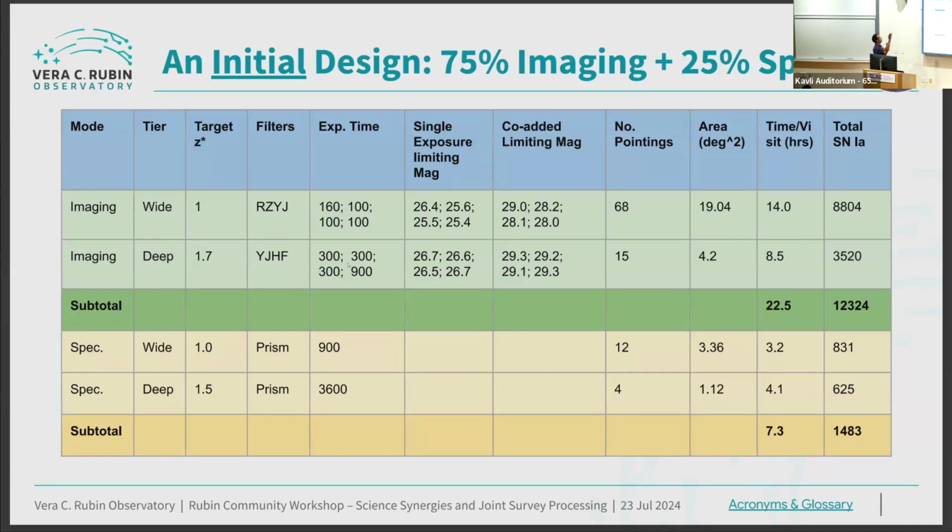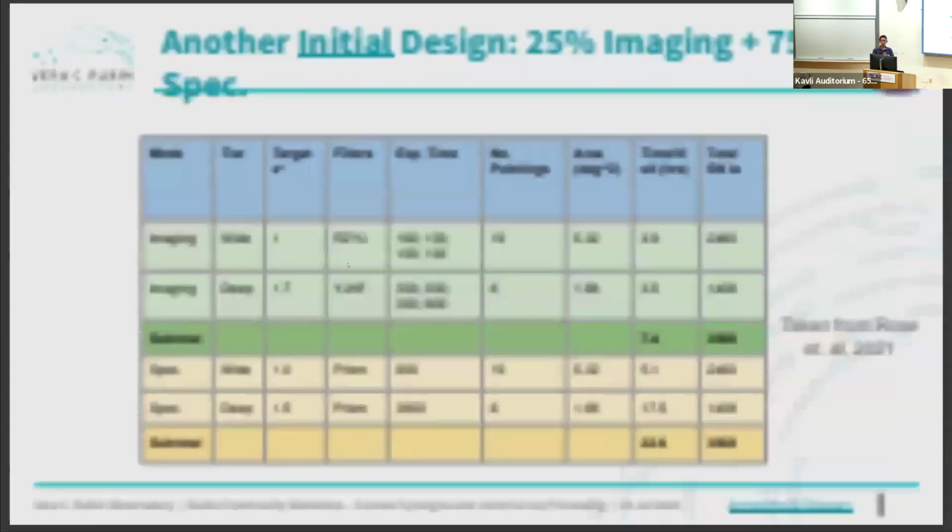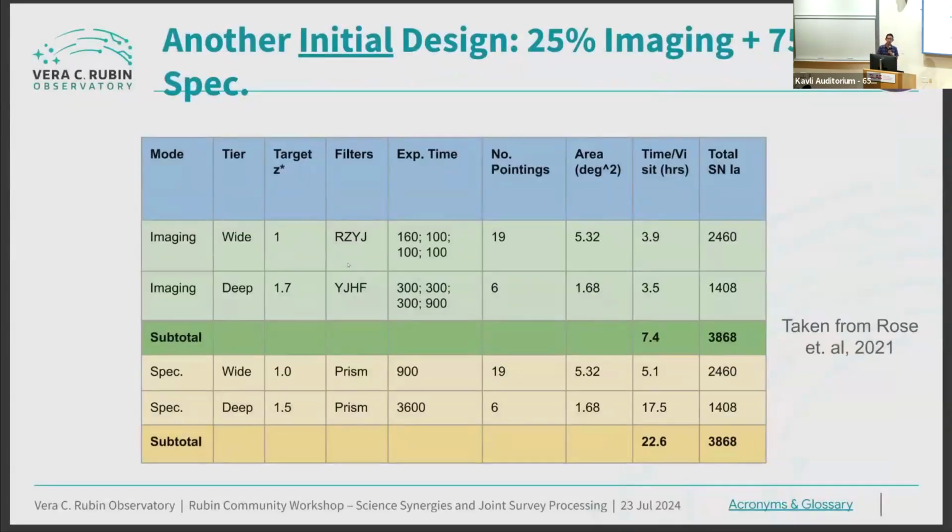And this is what you get if you use 75% of the observing time on imaging. From the remaining 25% of the time, you can do PRISM spectroscopy and get redshifts of everything in the field, including the transient and also some of the host galaxies, but of a smaller area, 3.36 square degrees and 1.12 square degrees. So this is one of the reference surveys that was published a couple of years ago. You can invert the imaging and spectroscopy to 25% and 75% and try to match the areas covered by the imaging and the spectroscopic survey.